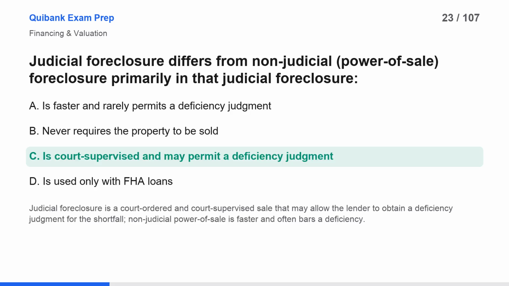The answer is C. Is court-supervised and may permit a deficiency judgment. Judicial foreclosure is a court-ordered and court-supervised sale that may allow the lender to obtain a deficiency judgment for the shortfall. Non-judicial power of sale is faster and often bars a deficiency.